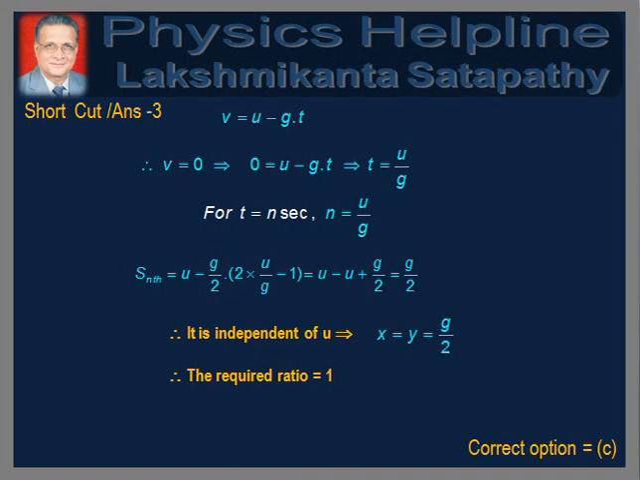Therefore, distance covered in the nth second is equal to U minus G by 2 into 2 into U by G minus 1, which is equal to U minus U plus G by 2, which is equal to G by 2. Therefore, the result is independent of the speed of projection, which implies that x is equal to y is equal to G by 2.